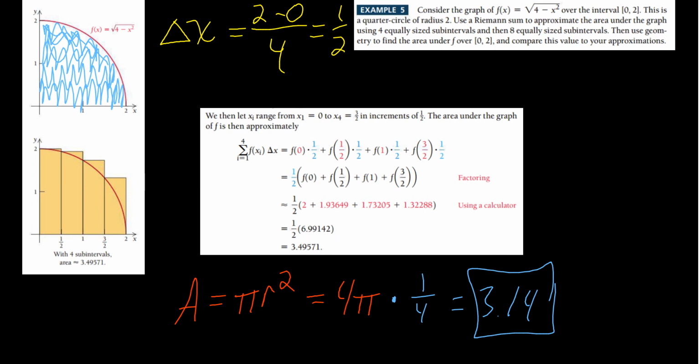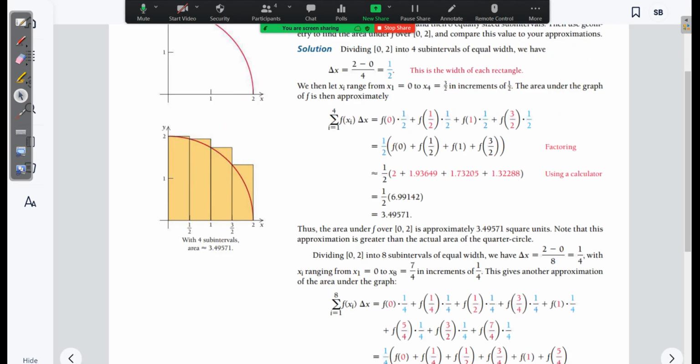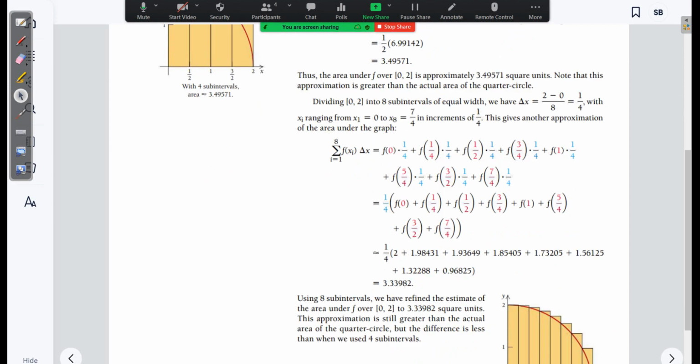Again, it's pretty easy, I think. So let's do the second part where we divide it up into 8 subintervals.